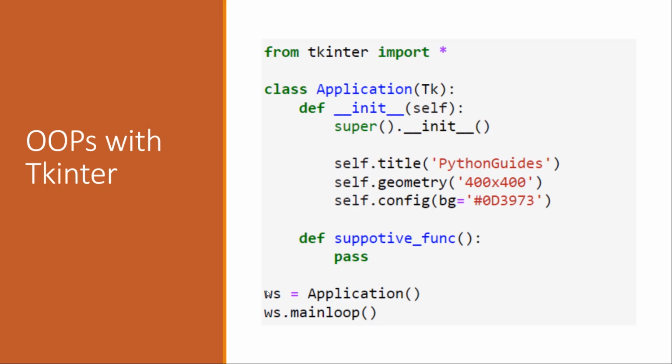In the end, we have created an object, application bracket open close, and we have stored that object and named it WS. And in the end, we have started a main loop on that object name. So let me jump into my VS Code editor in order to show you one example.